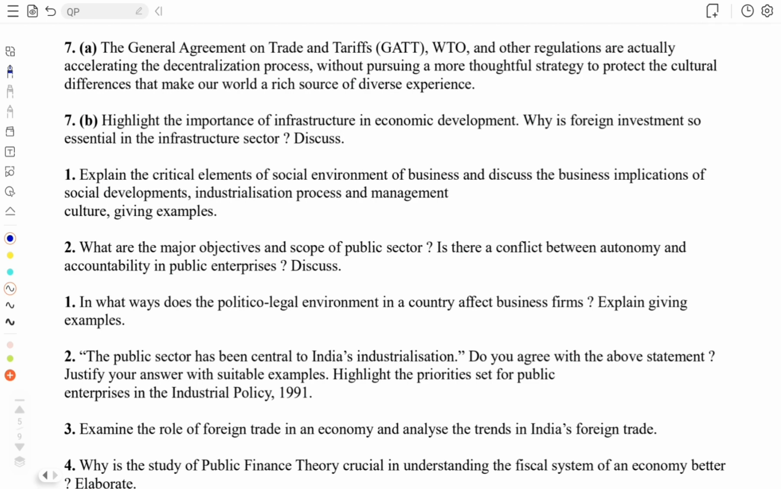Next is, examine the role of foreign trade in an economy and analyze the trends in India's foreign trade. So currently the trend in India's foreign trade is like import, export, all those things you can write down.